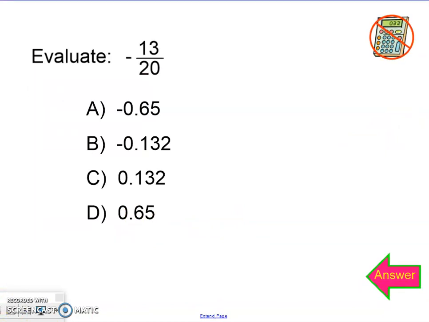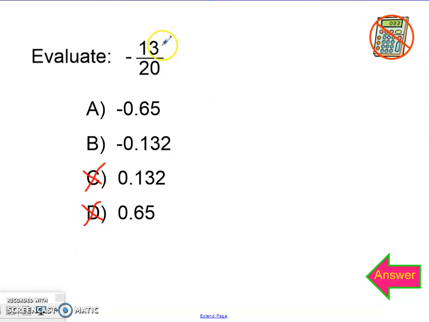Number 5, it says evaluate, -13 over 20. So it wants us to take this fraction and convert it into a decimal. We have 4 choices here, A, B, C, and D. Because it's a negative fraction, I know that my answer is also going to be a negative decimal. So I'm going to eliminate some choices that I know right away don't make any sense. Since my answer should be negative, I'm going to get rid of C and D because they are both positive.